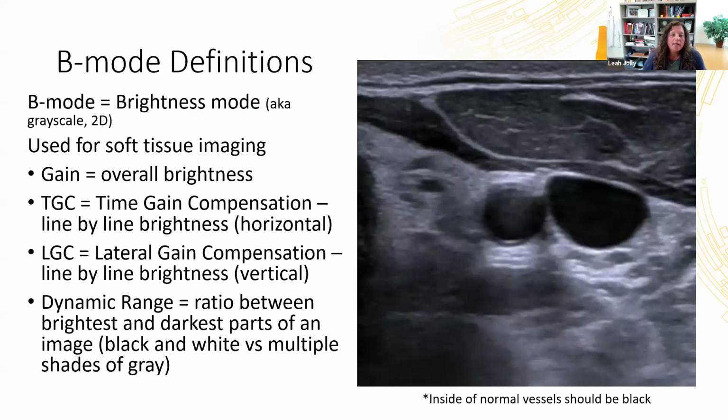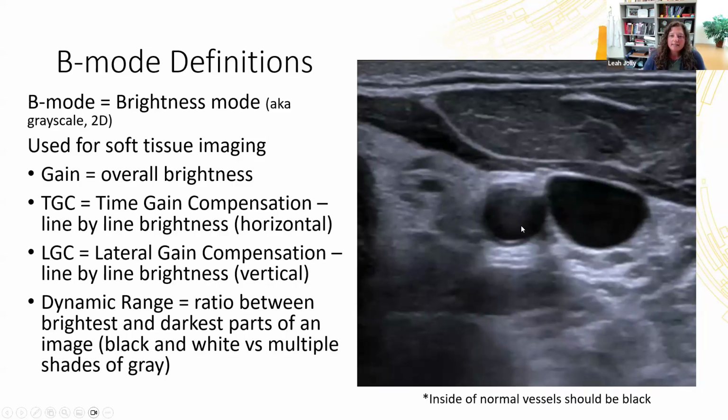So first, B mode stands for brightness mode, also known as grayscale or 2D, two-dimensional imaging. So if you hear these terms, they're basically used interchangeably depending on who you're talking to. So B mode is this kind of black and white and gray image that we're looking at. We use this for soft tissue imaging, and also we want to see that the inside of the vessels are black when we're doing these studies. So we can see on this image here, this is the internal jugular vein right here. This is a common carotid artery. Internal jugular is nice and black. That's what we want to see, nice and dark.